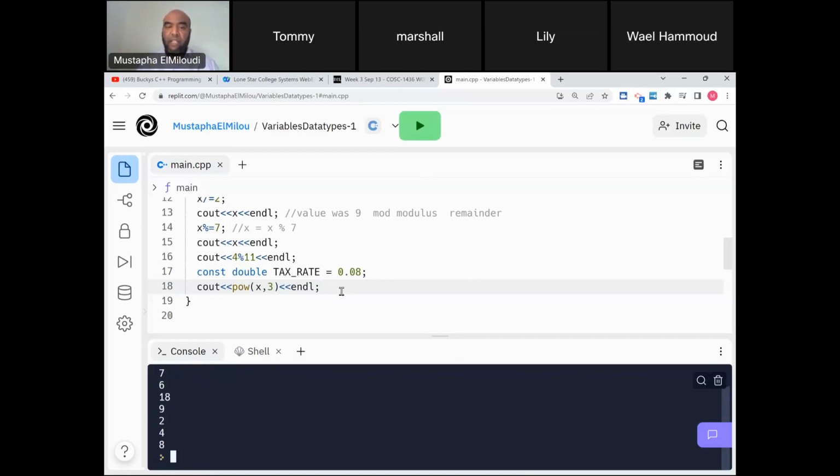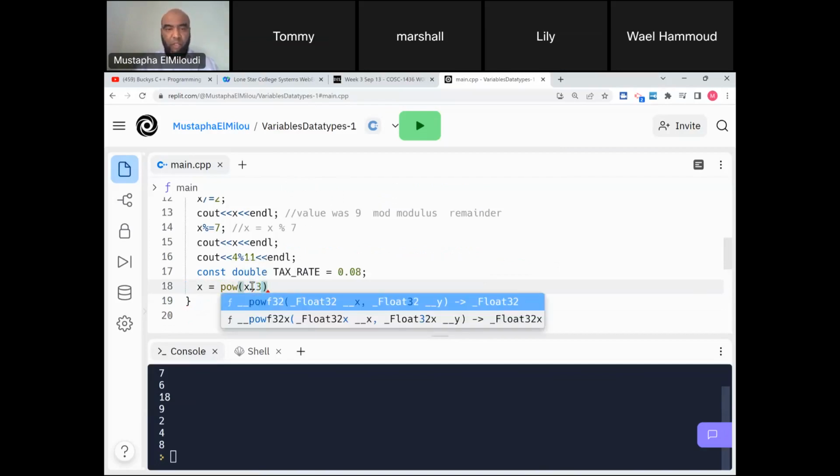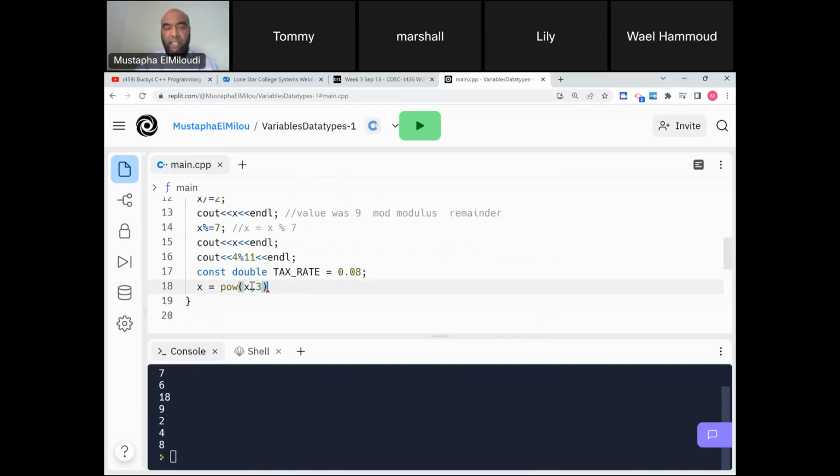Okay. Now, what if I want to do this again? Here you did not change the value of x. You just printed it. If you print x, you still have 2. But what if I want to change that? Change the value of x to pow(x, 3), let's say 3, for example. So what I'm doing here is raising x, which is 2, to the third power. That's going to give me 8, and then assign it to x again.